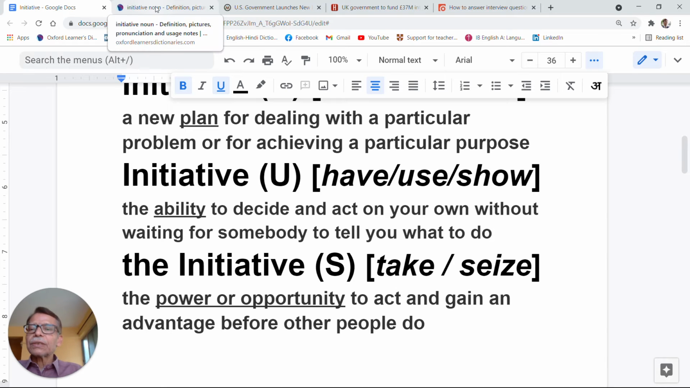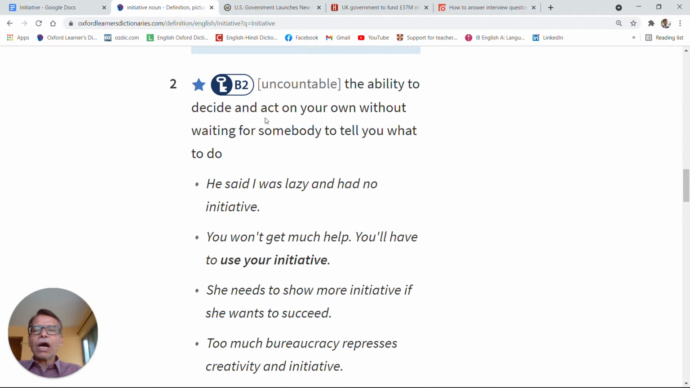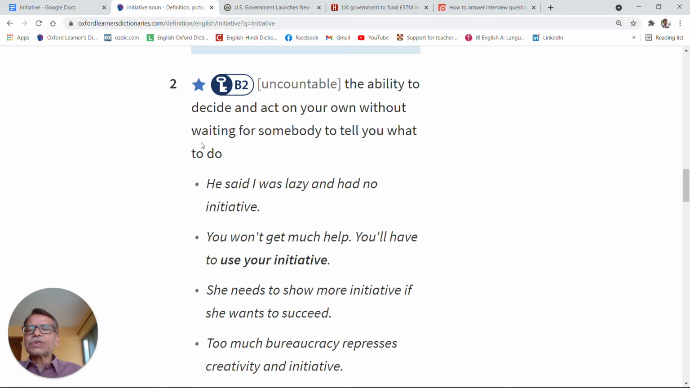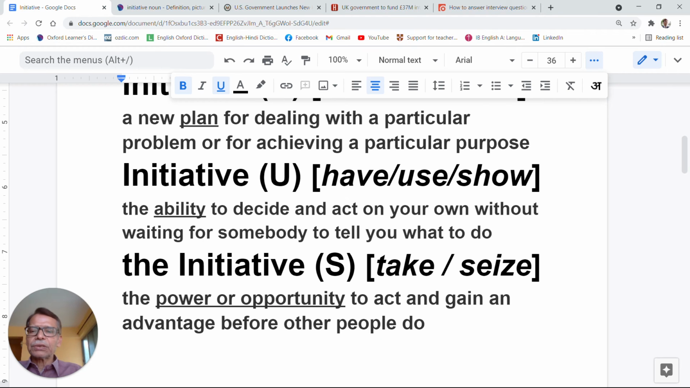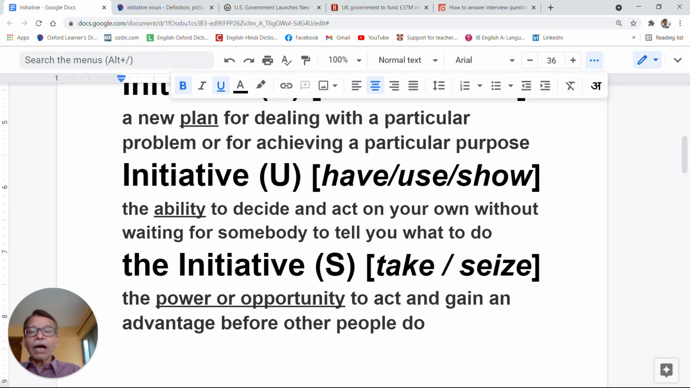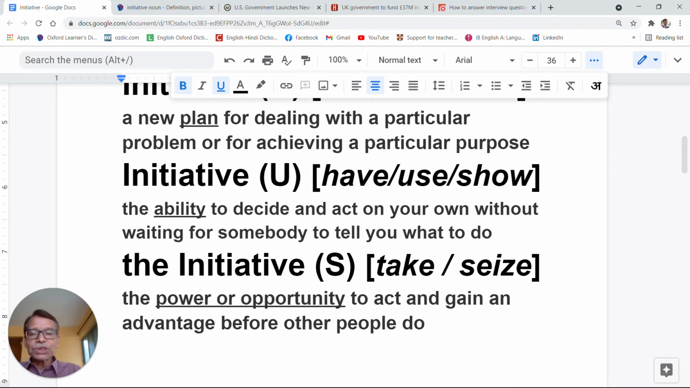So let us look at first of all the definition, which is definition number 2 of the initiative. You can see here uncountable noun, which I am discussing at the moment. The ability to decide and act on your own without waiting for somebody to tell you what to do. The same thing you find written in bolder fonts. The ability to decide and act on your own without waiting for somebody to tell you what to do. Now, it is interesting to compare these two definitions. Here, a new plan, that is countable initiative. Whereas initiative, when it is an uncountable noun, it is not a plan or a scheme or program. It is your ability, the ability to decide and act on your own.